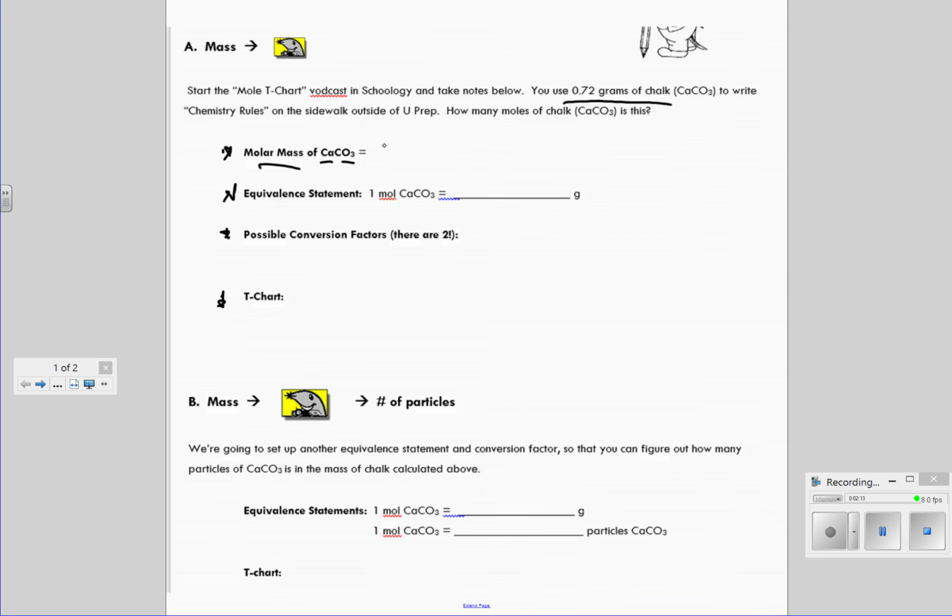We look on the table and find calcium, 40.08 grams, plus carbon, 12.01 grams, plus 16.00 times 3. So calculator's out. Let's fire that up. 40.08 plus 12.01 plus 16.00 times 3. And we get an answer of 100.09.